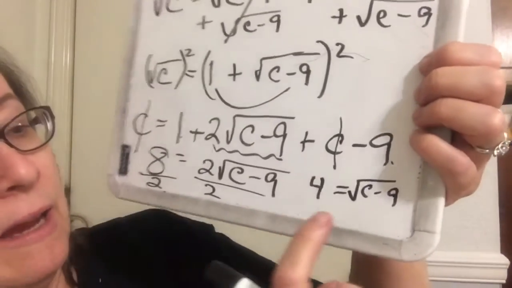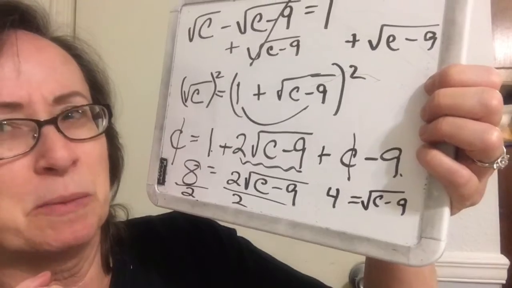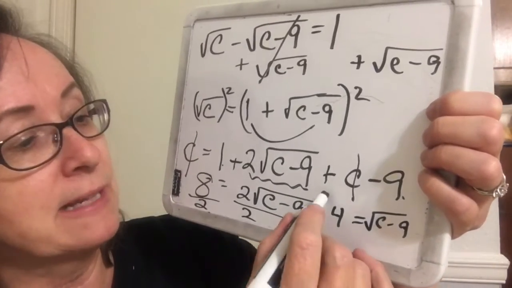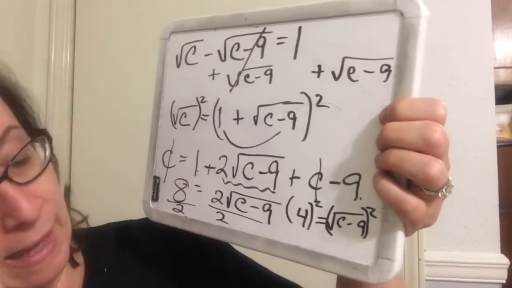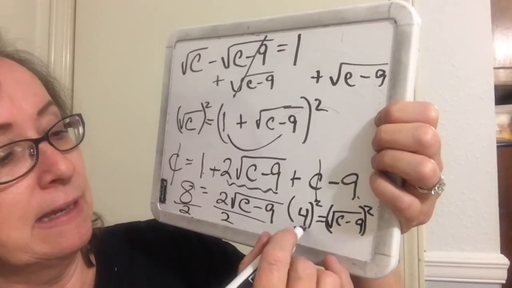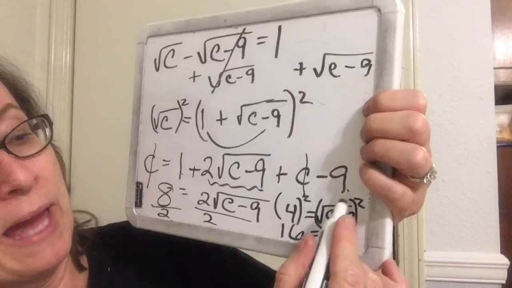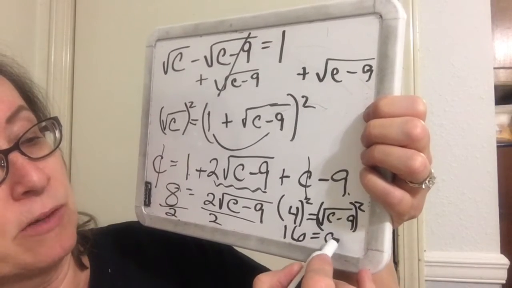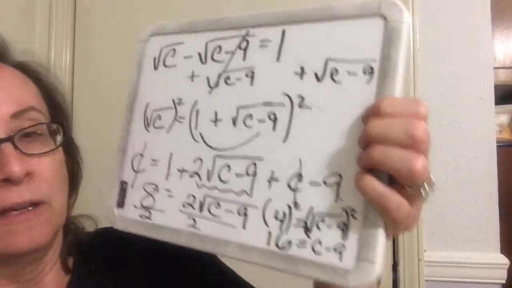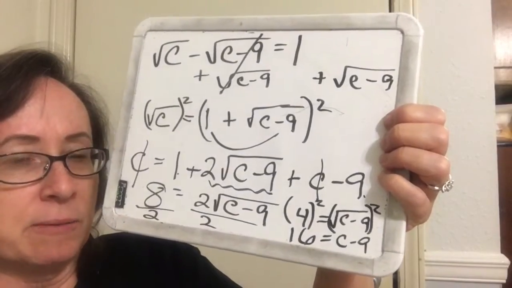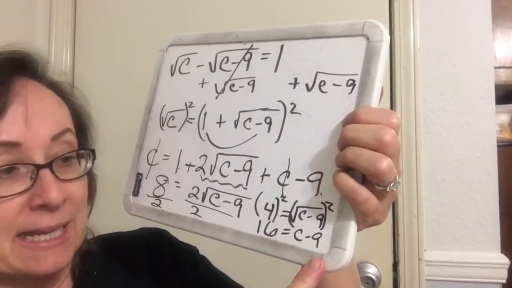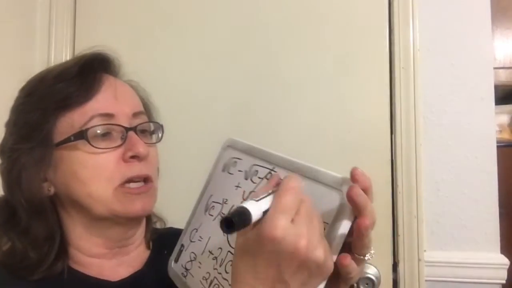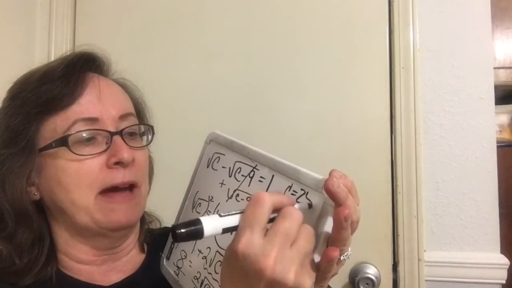Okay, so now can I square both sides? It's a little bit easier. I'm going to square the left-hand side, and I'm going to square the right-hand side. 4 squared is 16, and the radical squared just gives me what's under the radical. So I have c minus 9 equals 16. If I add 9 to both sides, then I get c is 25. So my proposed solution is c is 25.